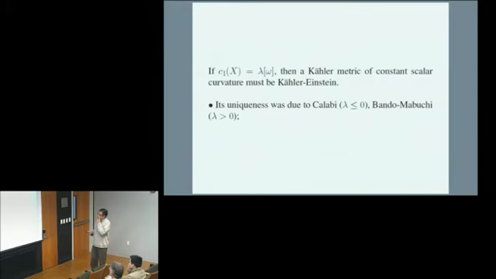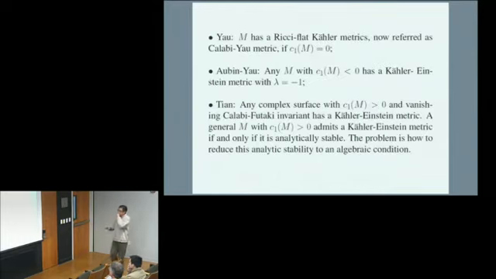Then we mention a few simple facts. If the first Chern class of a manifold is a multiple of a Kähler class, then one can check by using the maximum principle that a Kähler metric of constant scalar curvature must be Kähler-Einstein. The uniqueness of Kähler-Einstein metrics was due to Calabi a long time ago, and in the more difficult positive case by Bando-Mabuchi in the 80s. There is also the famous result of Yau solving the Calabi conjecture, which gives you a Kähler metric with scalar curvature 0, and the Aubin-Yau theorem. In the positive case it is not completely solved.